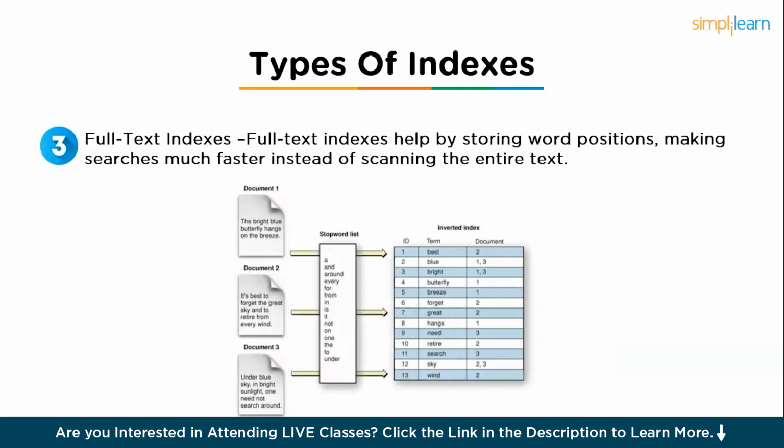Now let's talk about the third type of index, which is the full-text index. Full-text indexes are basically indexes that search for a keyword in a massive document or email. They help by storing word positions, making searches much faster instead of scanning the entire text.